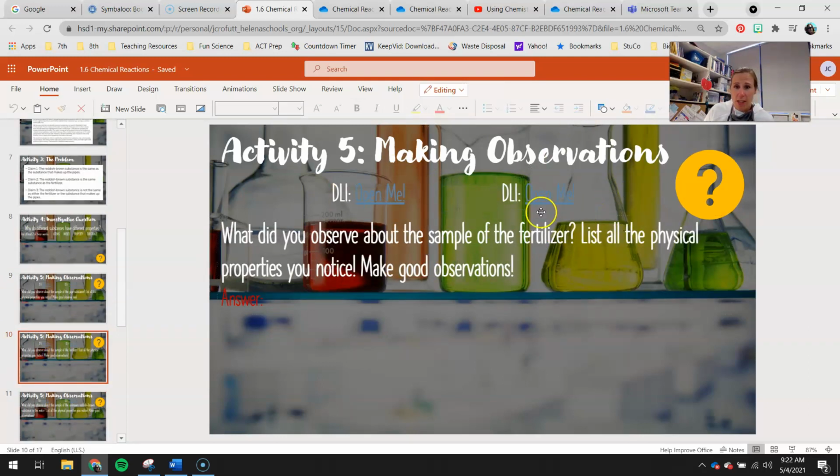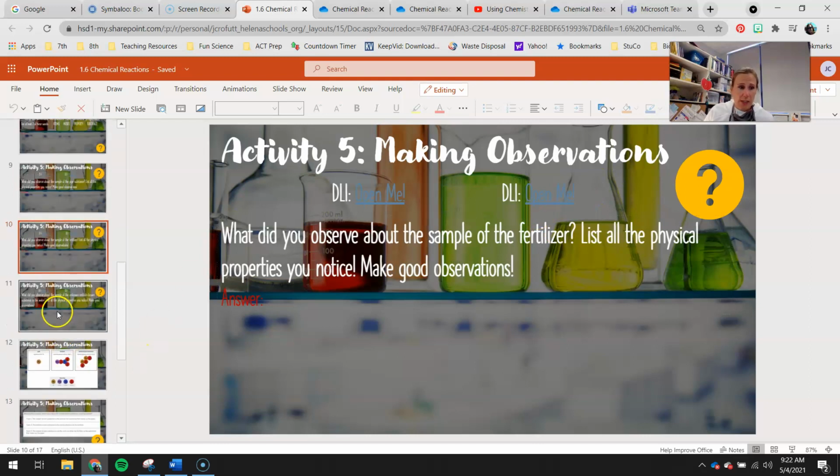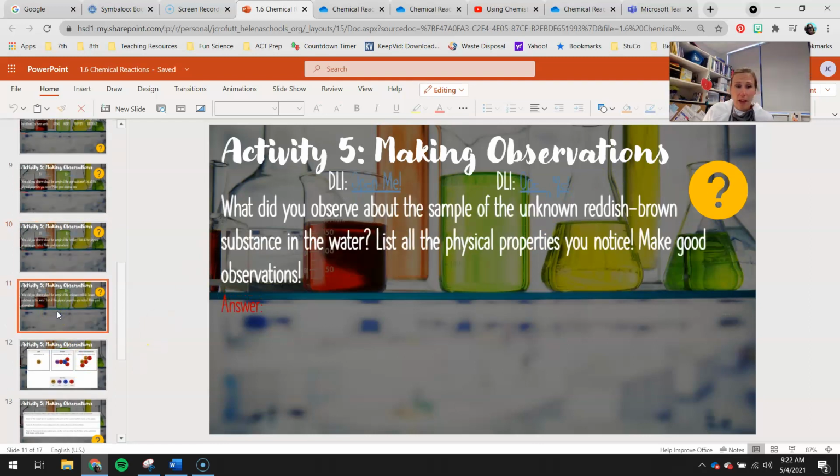Again, you have your 2 images here. Make good observations. List all the properties that you can. And then finally, the unknown reddish-brown substance that was found in the water. Remember that we did dehydrate this, so you're just looking at the red substance or the reddish-brown substance, no water in it. So again, here are your 2 links to those.